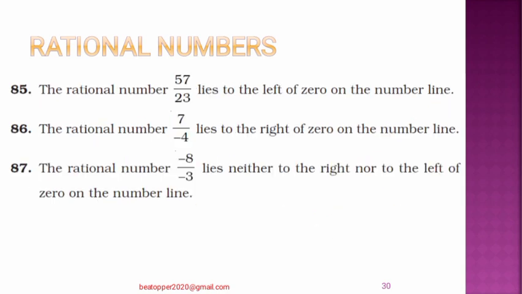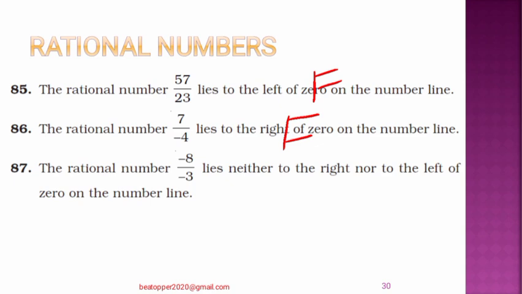The rational number 57 by 23 lies to the left of 0 on the number line. False. It is a positive number, so it is always to the right of 0. The rational number 7 by minus 4 lies to the right of 0 on the number line. No, this is a negative number, so it lies to the left of 0.